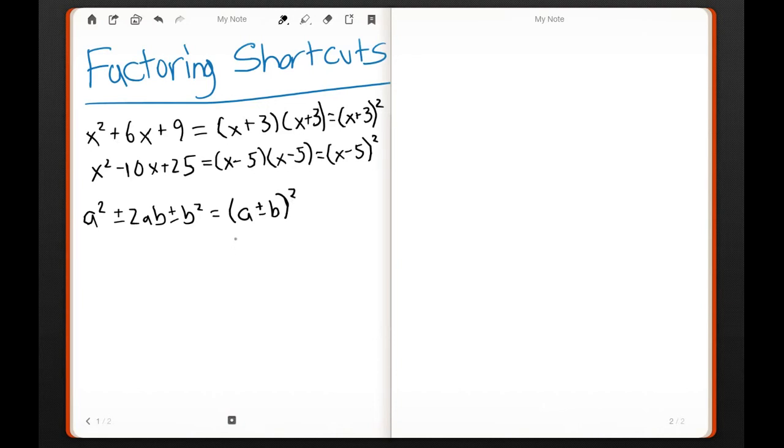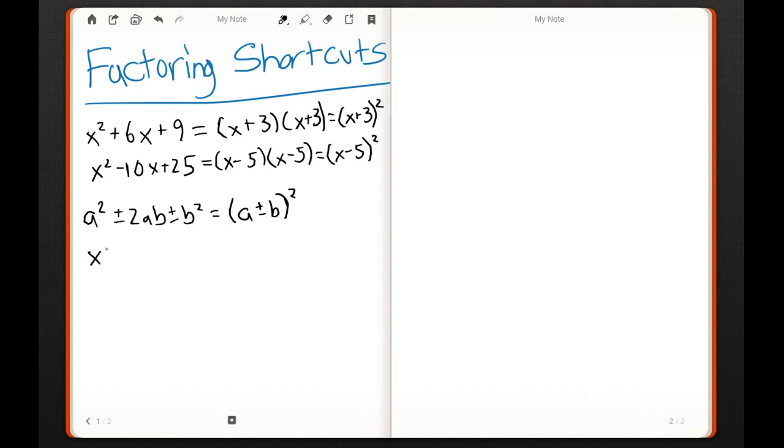So if you remember a few videos ago, we did algebraic expansion shortcuts, and one of the formulas I gave you was essentially this formula in reverse, where when you started with a plus or minus b squared, you started with something like this, x plus 3 squared, x minus 5 squared, and you could end up with this, a squared plus or minus 2ab plus or minus b squared. You'd end up with the trinomial.